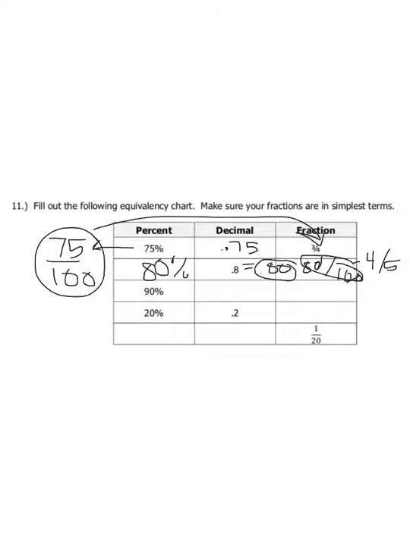90% can be written in decimal form as 9/10 or 90 hundredths, and again as a fraction as 90 out of 100, which you simplify to 9/10. I want you to try to do the last two there on your own, and we will make sure that we check them all in class.